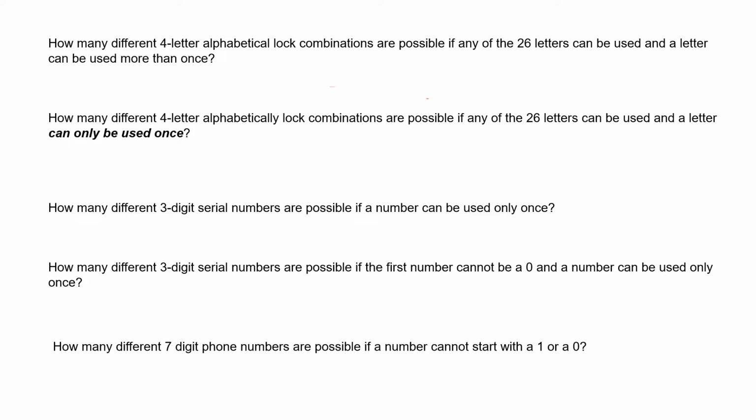The first one, how many different 4-letter alphabetical lock combinations are possible if any of the 26 letters can be used, and a letter can be used more than once. So we're saying if we've already used the letter A, we can use it again, so we don't have that restriction. Okay, so again, think about it as it's a 4-letter lock combination.